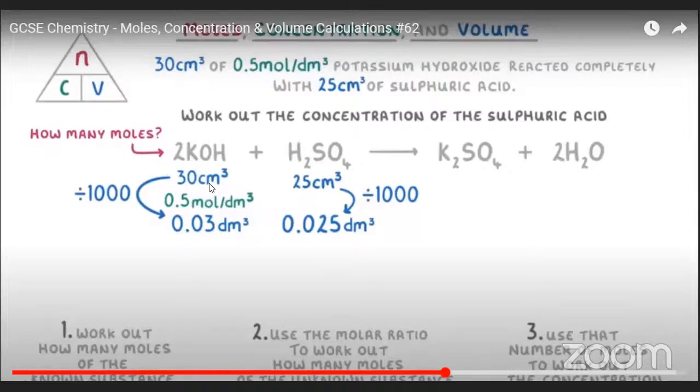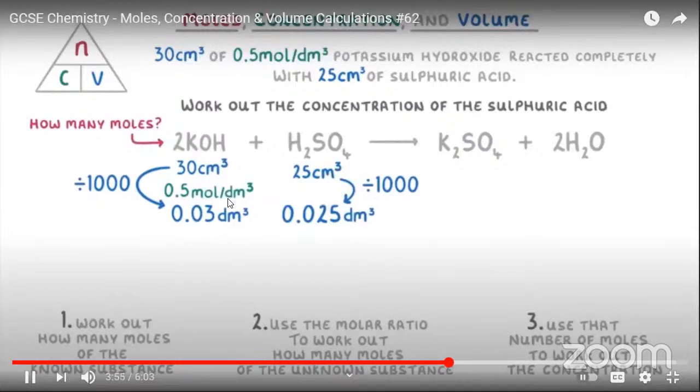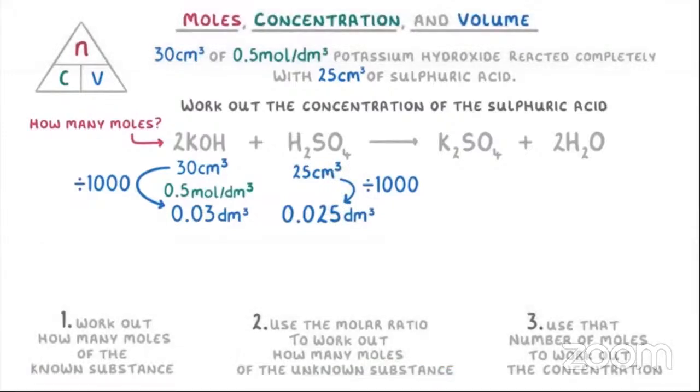After finding the moles, it is true that there will be 0.015 moles, which we can do by multiplying its concentration by its volume. So we do 0.5 times 0.03, meaning we have 0.015 moles of potassium hydroxide.